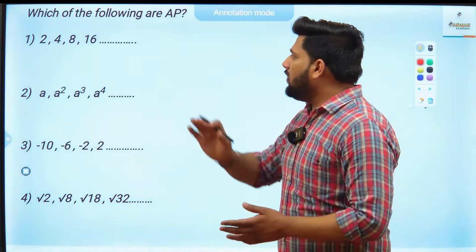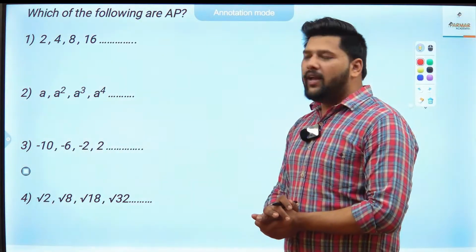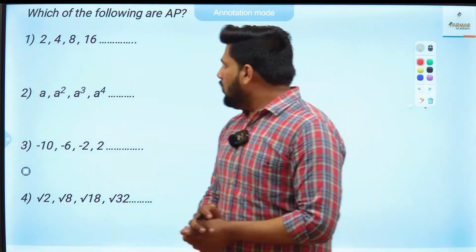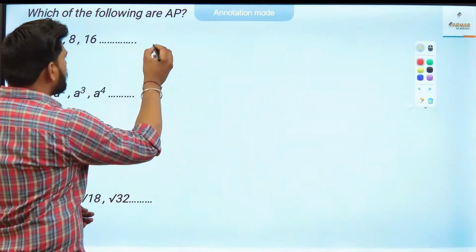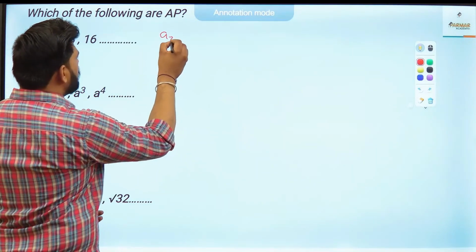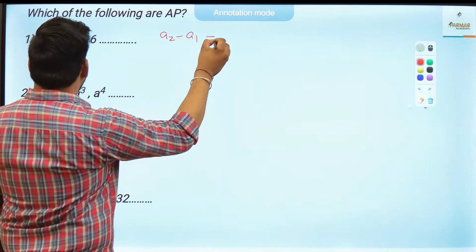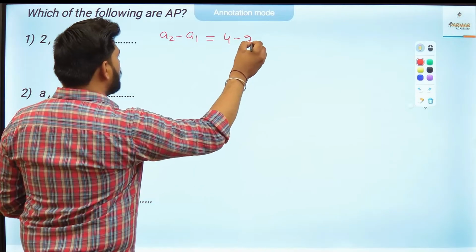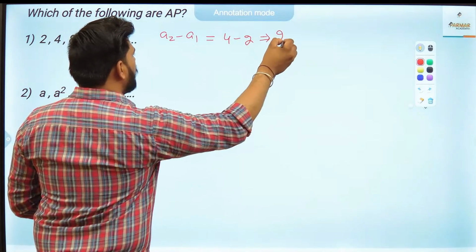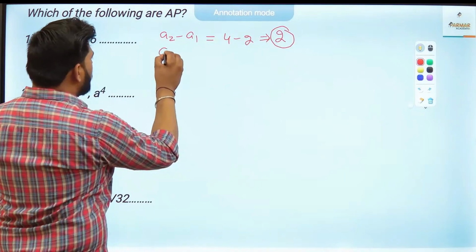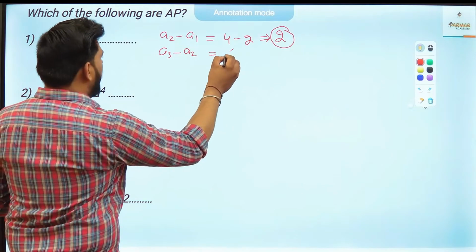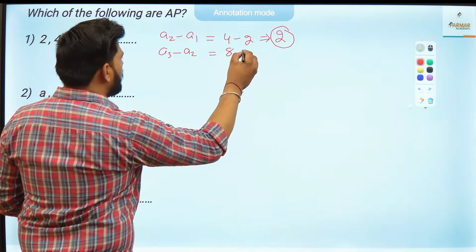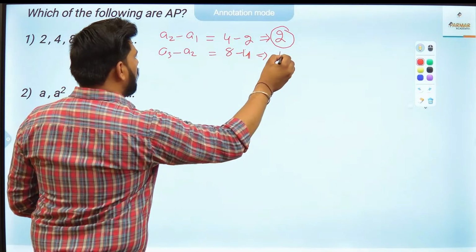So look at the first one here, that is 2, 4, 8 and 16. Simply, what is the difference between the first two terms? Look here, the difference between the first two terms, A2 minus A1, that is 4 minus 2, is equal to 2. The difference between the third term and the second term is 8 minus 4, which is equal to 4.